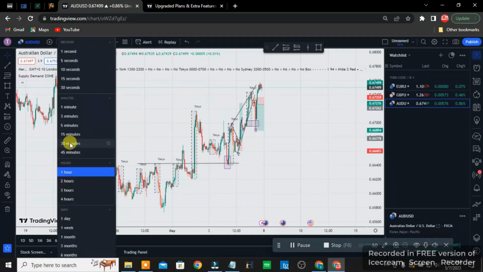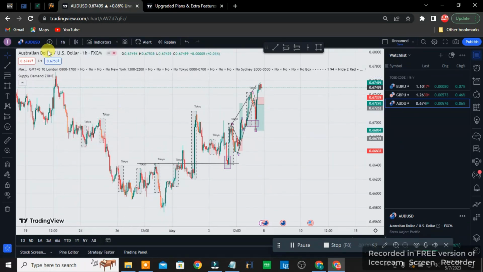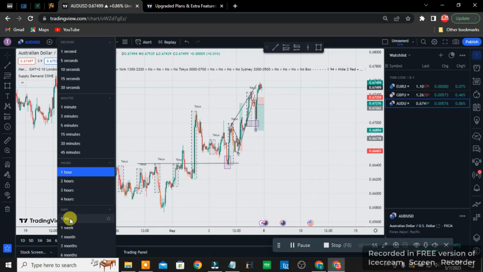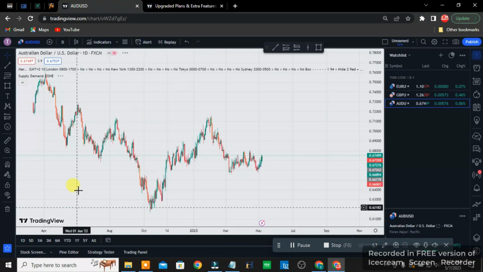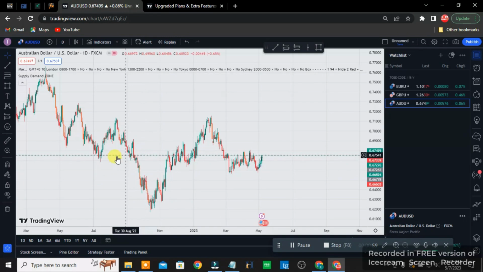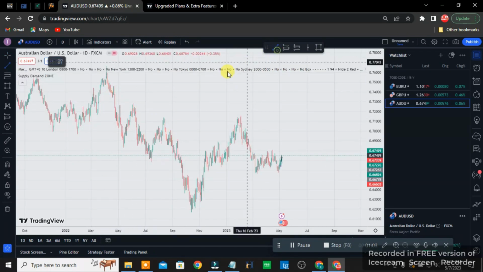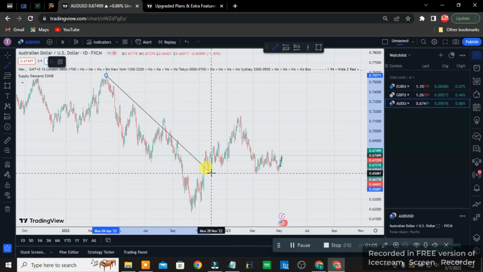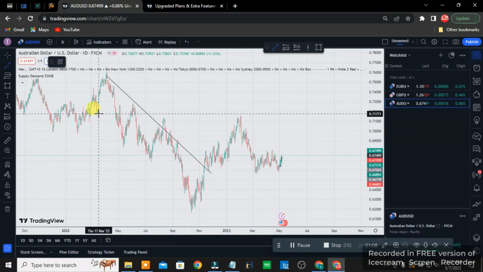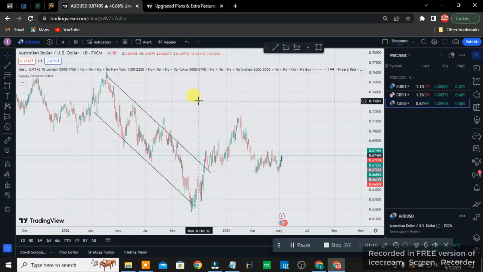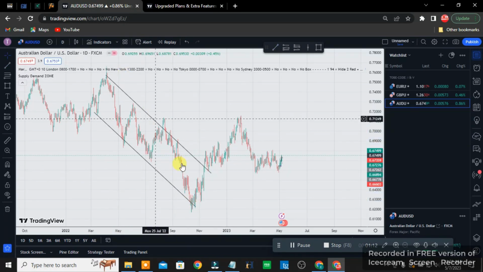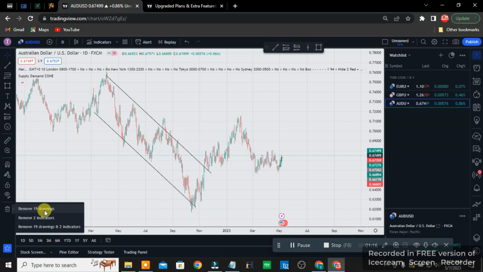You can go down to the 15-minute time frame if you want to, but for a clear structure, to understand the movement of price, I would go to the daily time frame. Overall, the price is in a downward trend. Let me just draw it out. Don't mind the trend line, it's not that important. I'm just trying to show you the trend. That's a downward trend.